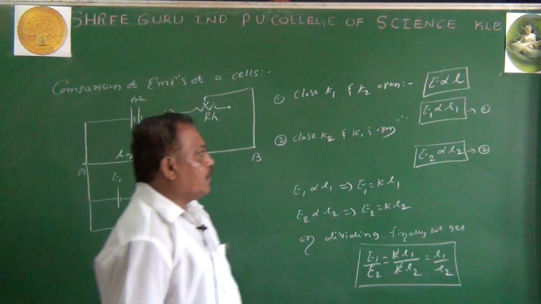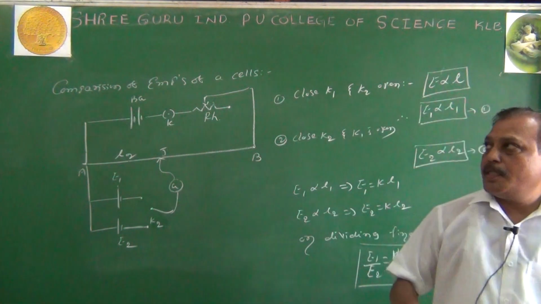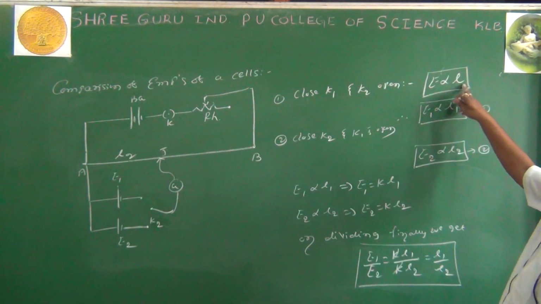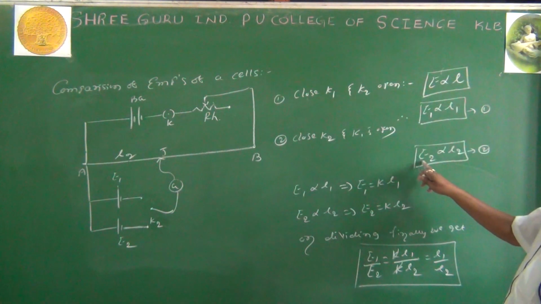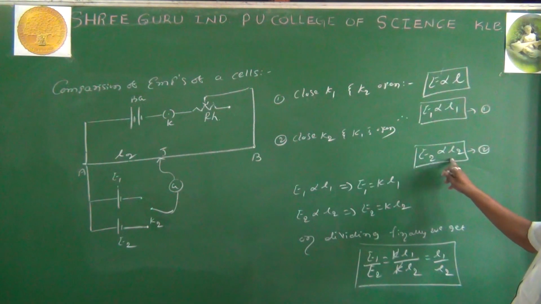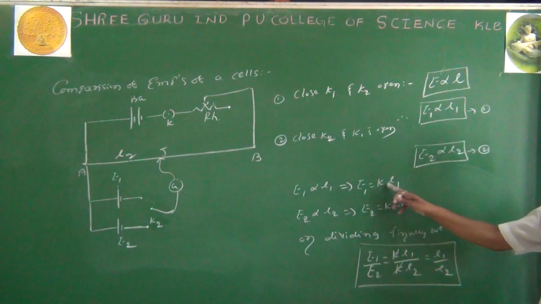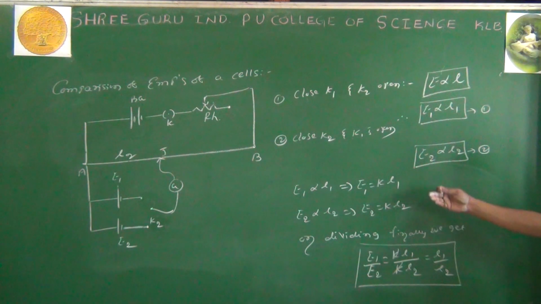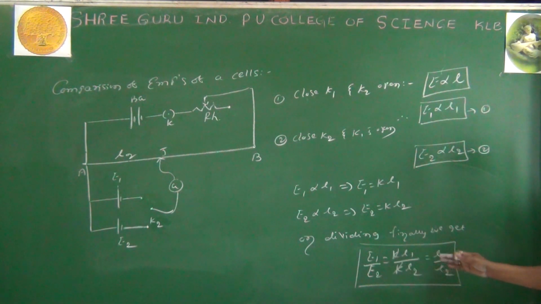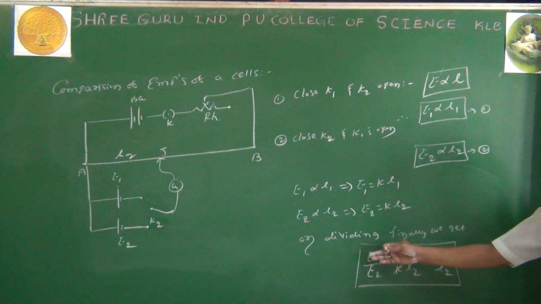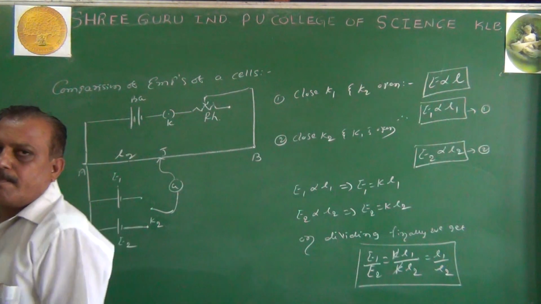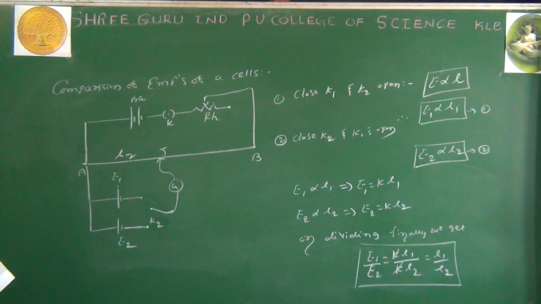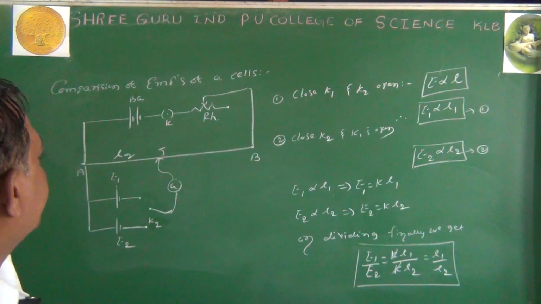Now this is our basic equation. V is directly proportional to L. That V is replaced by E, so E is directly proportional to L. Then this is the equation for the first case: E1 is directly proportional to L1. Now this is the equation for the second case: E2 is directly proportional to L2. K is the proportionality constant. Then divide them, K cancels, giving E1 by E2 equals L1 by L2. By knowing the lengths, we can compare the EMFs. Is it clear? Yes. Then what is the next application of the potentiometer?